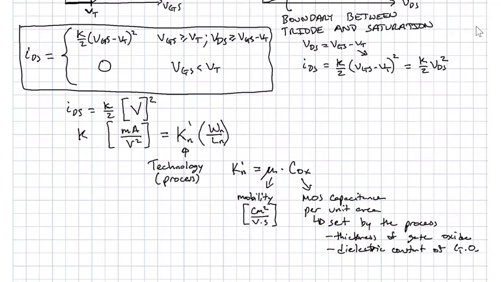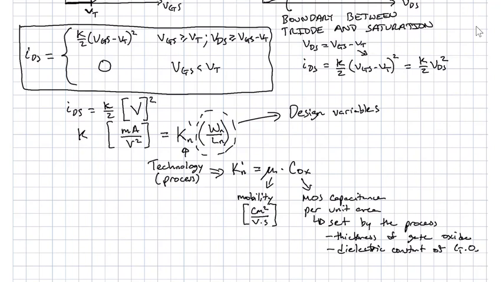Okay, so why is it useful to break it up in this way, and think about the technology or process dependent part and then the W over L? Well, if you're designing a MOSFET as a circuit designer, you have control over W and L. You can draw whatever you want. So these are design variables. You can tune the MOSFET to do what you want it to do by changing the ratio of W over L.